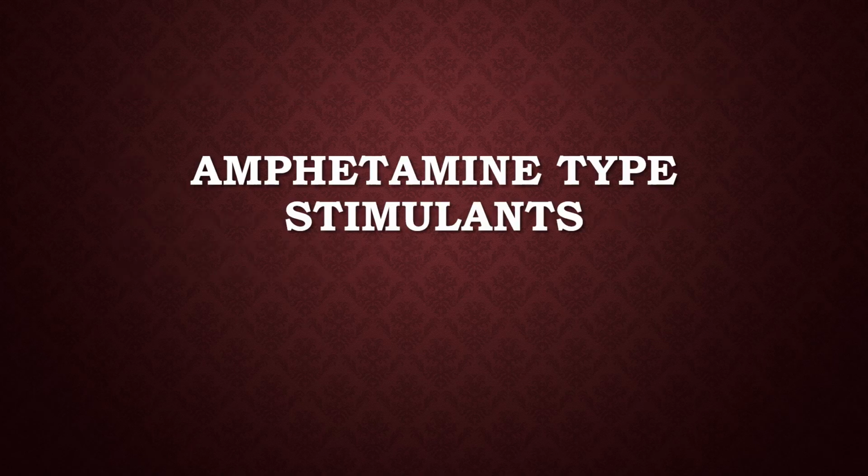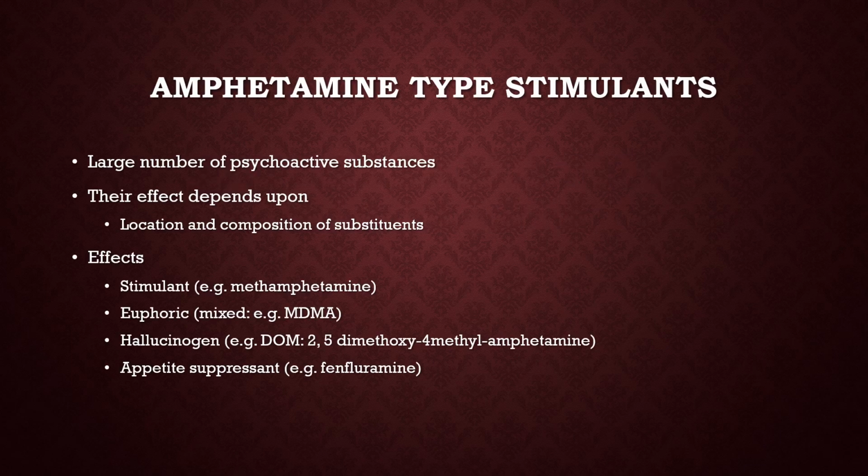Now we're going to discuss amphetamine-type stimulants. Amphetamine-type stimulants are a family of substances that have a common core composition and are differentiated by the composition and location of sidearms that hang off the central molecule. They have varied effects that really just depend on the location and the composition of the substituents. So today we're going to talk about two of those, namely methamphetamine and MDMA, or ecstasy.